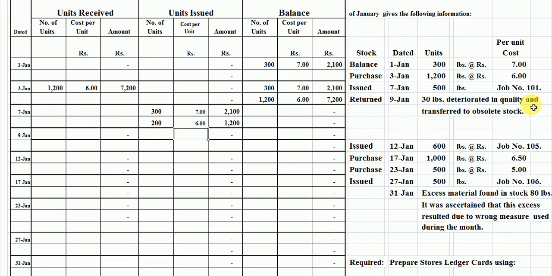Students, now our inventory card at the current time shows 1000 pounds. The rate is 6 per pound. Student, this is our inventory card.